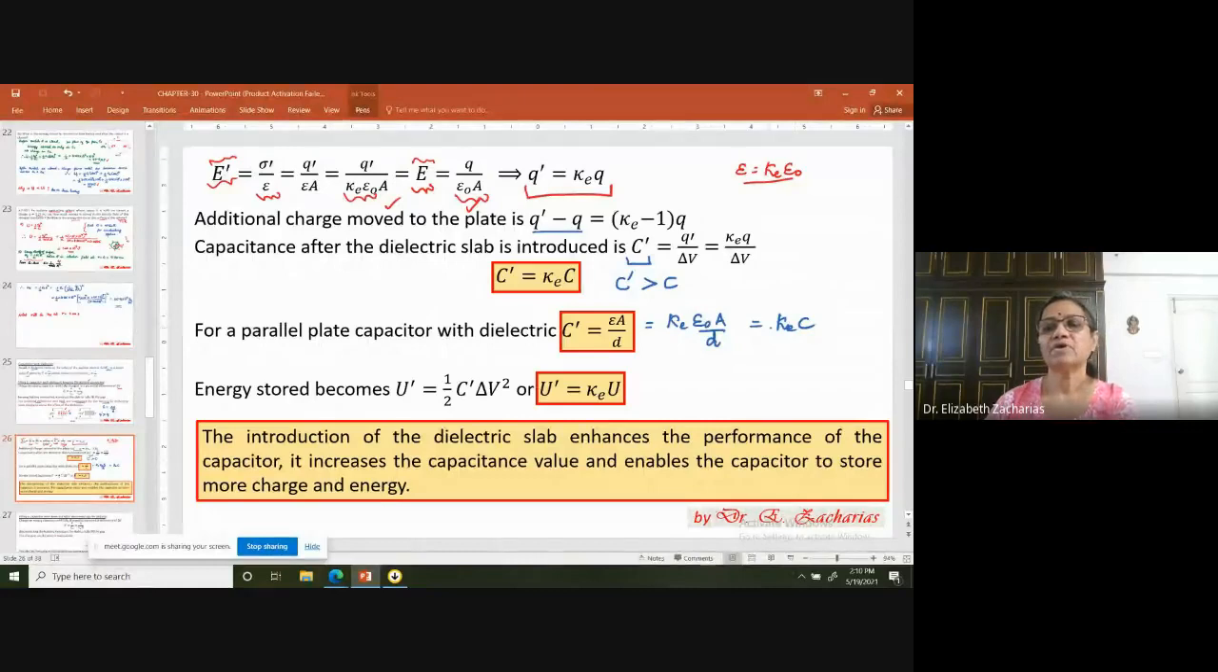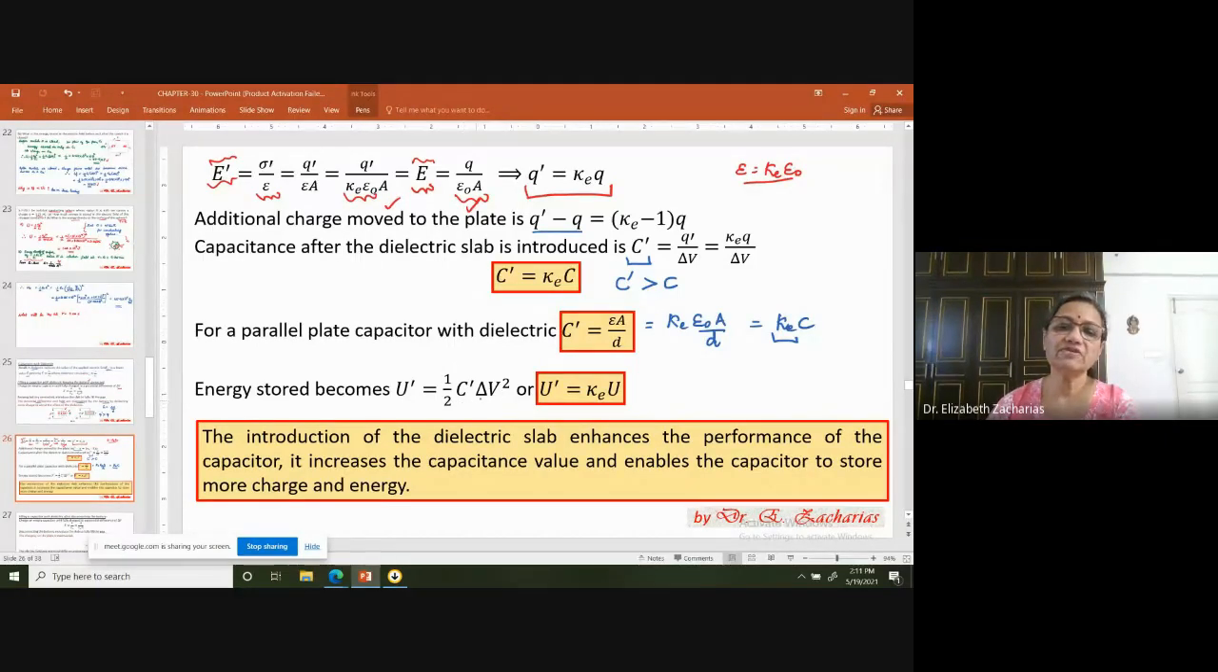Okay? Or in other words, the capacitance value increased by a factor kappa E when you put in a dielectric. Now let us see what is the effect on energy. Let the new energy be U prime. U prime is half C prime delta V square. Delta V is maintained, so delta V square.